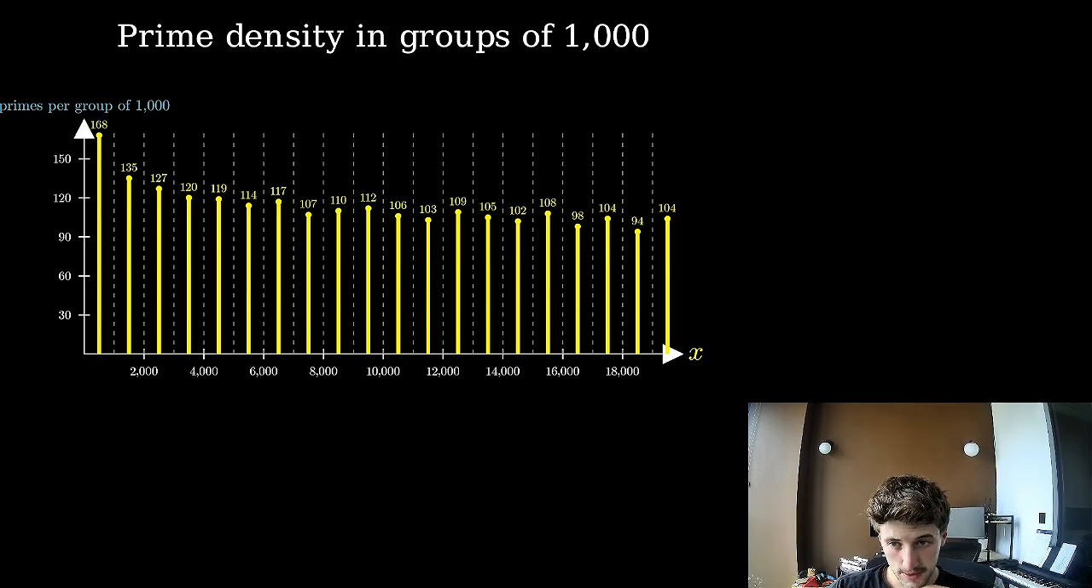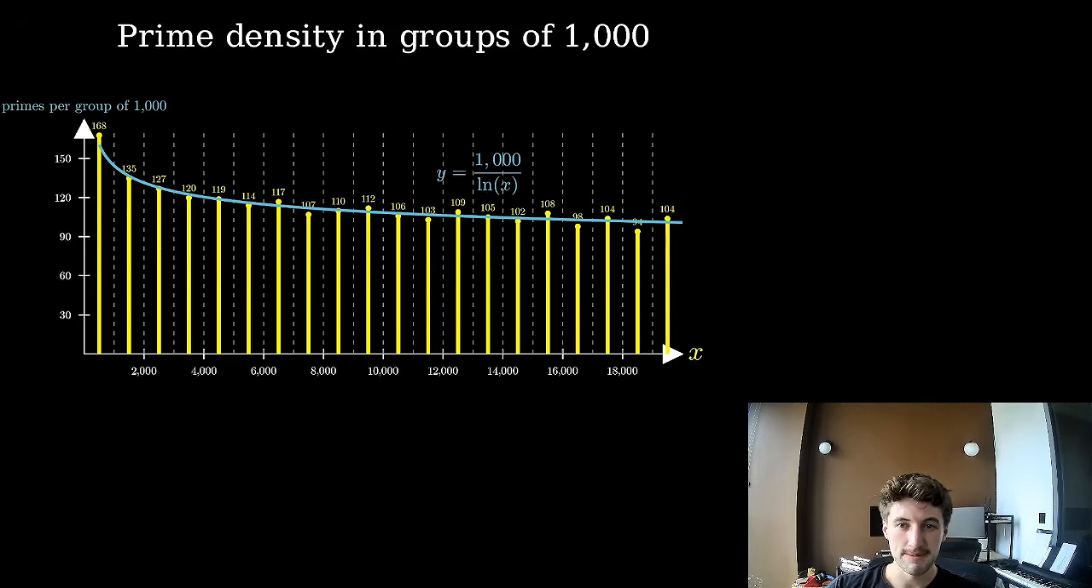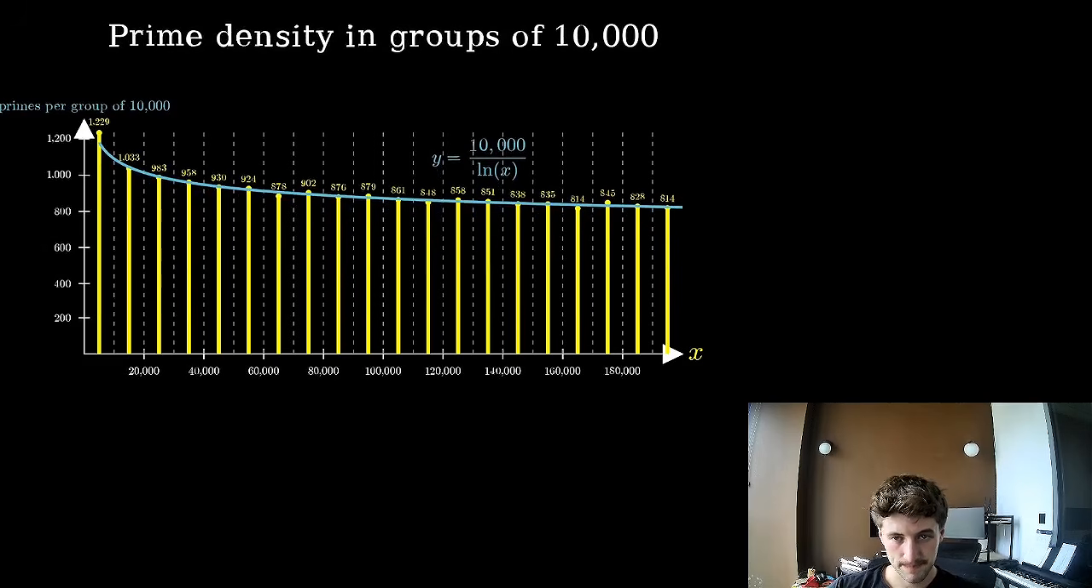So what we can do is we can create a function on top of this. This function looks like this. It's the inverse of a logarithm multiplied by the batch size. So we're doing batches of 1,000, so we get 1,000 over log x for this function. And what this function tells us is basically the likelihood of a number being prime at any point.